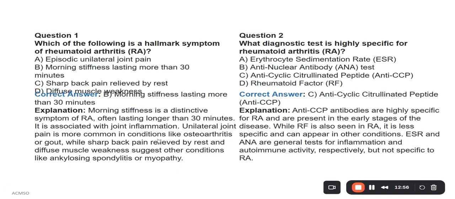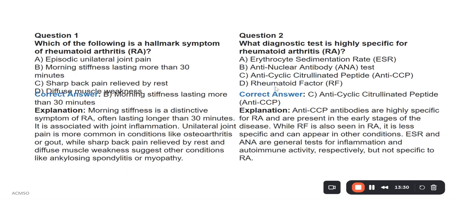ANA is positive in RA as it is positive in any other conditions; SLE will have ANA positive as well. RF will be positive with RA or any rheumatoid disease similar to RA. However, C, anti-cyclic citrullinated peptide, anti-CCP, is particularly positive, and that's why it's considered a diagnostic test for RA.